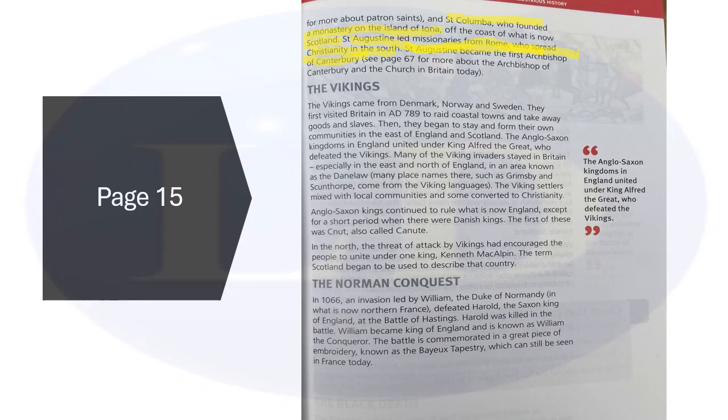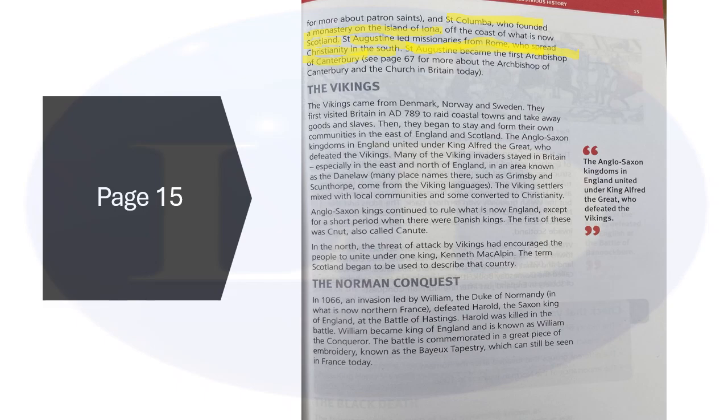And so these are the names. So for example, in this paragraph, we learned who is the patron saint of Ireland, who was the first Archbishop of Canterbury, Saint Augustine, and who established a monastery on the island of Iona. So that was Saint Columba.